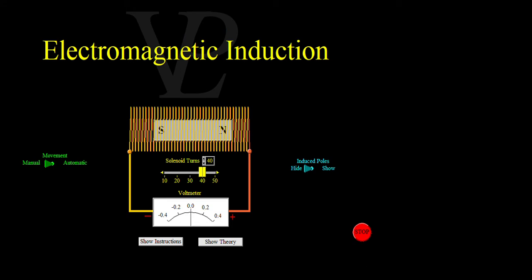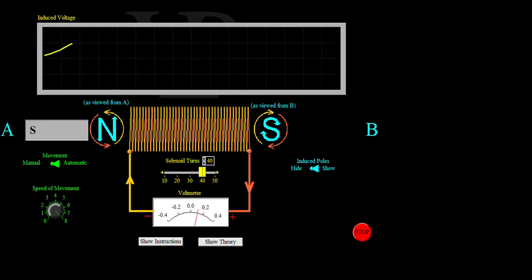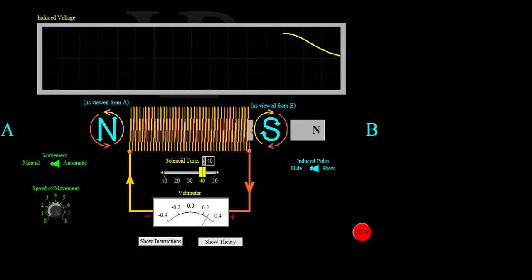As we leave, notice as it came in, it was deflected to the right. As we leave, it's deflected to the left. So if we then look at the induced poles, remember from your electromagnets, if you have a current flowing through a coil of wire, then you have a magnetic field around it. It behaves like a power magnet. So let's look at the induced poles as the magnet moves. North pole coming in, it's induced as a north pole.